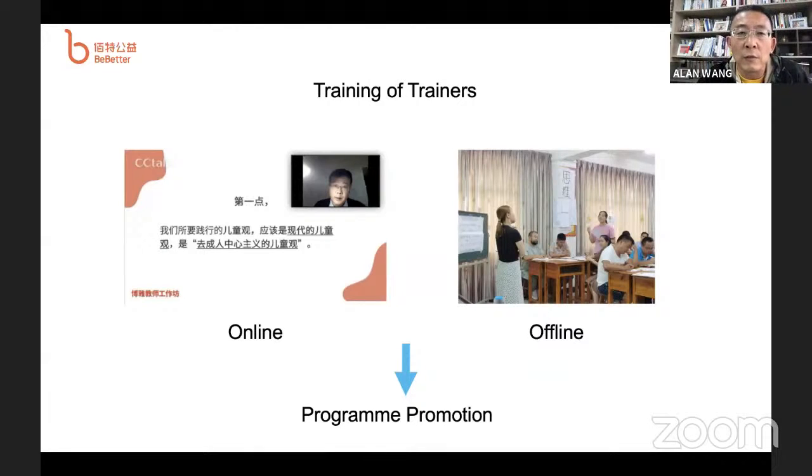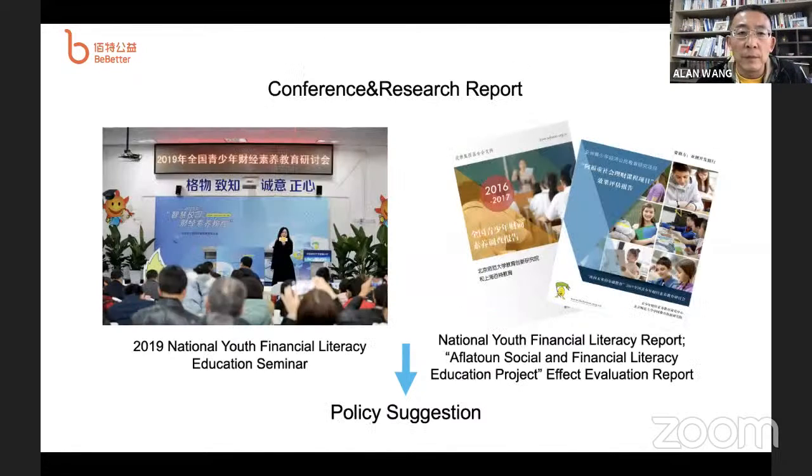And we also deliver the training of trainers to do the program promotion. The training usually is an offline workshop, but now when the COVID pandemic came, we turned everything online. So we deliver a lot of online workshops to the teachers. And also we had some conferences and research reports to try to make policy suggestions, to try to change the overall environment in China to support financial literacy. There are seminars, research, and effect evaluation reports, etc.